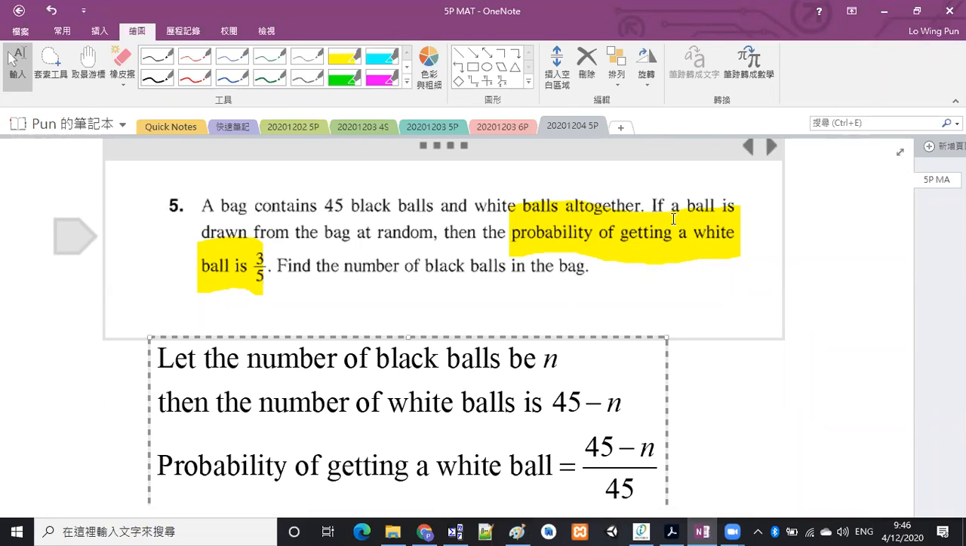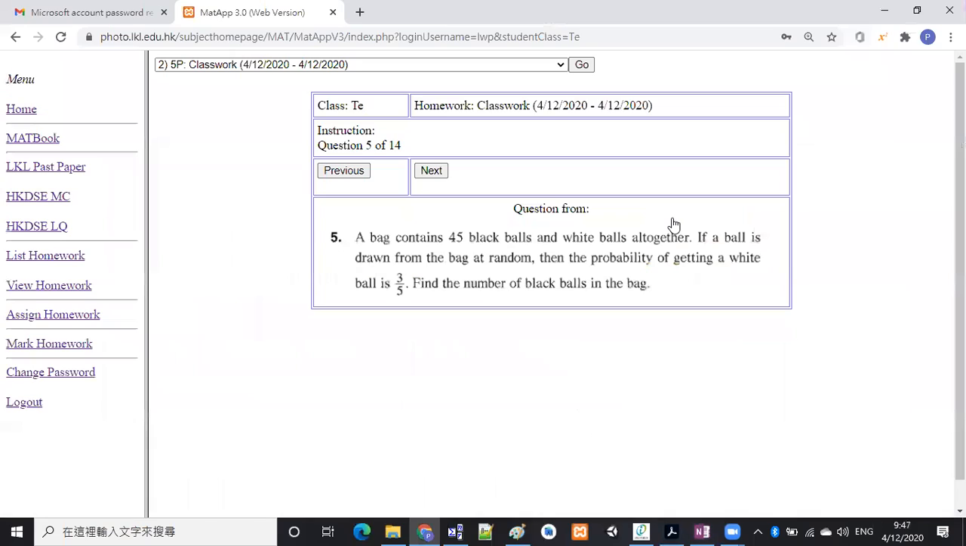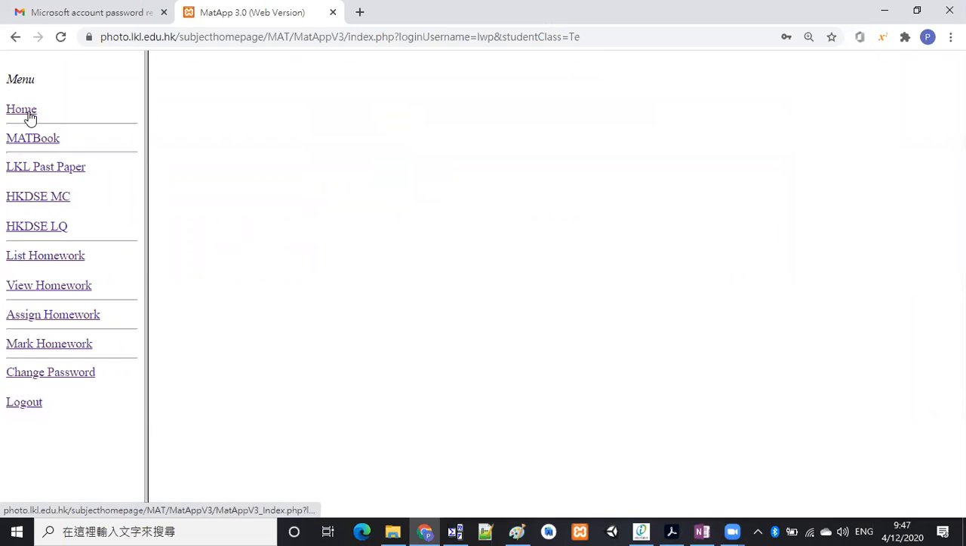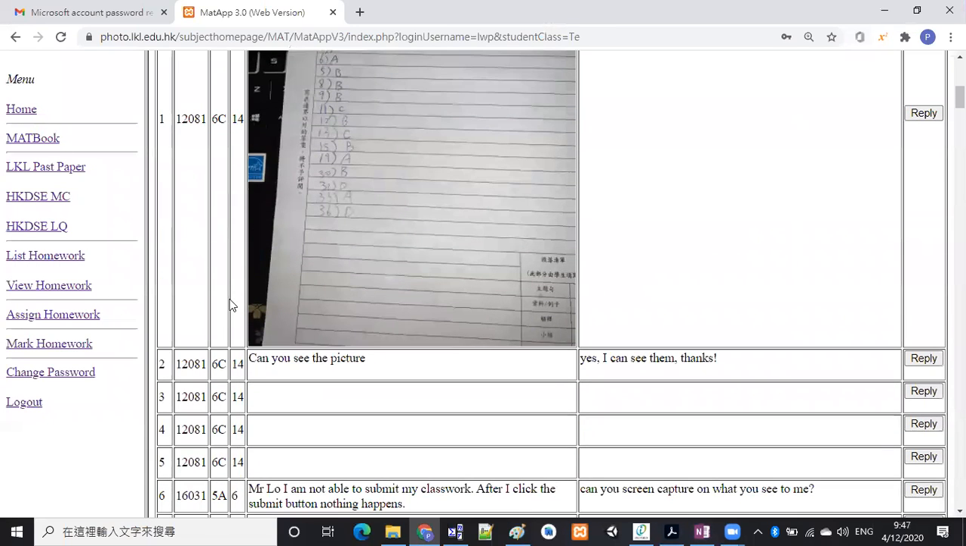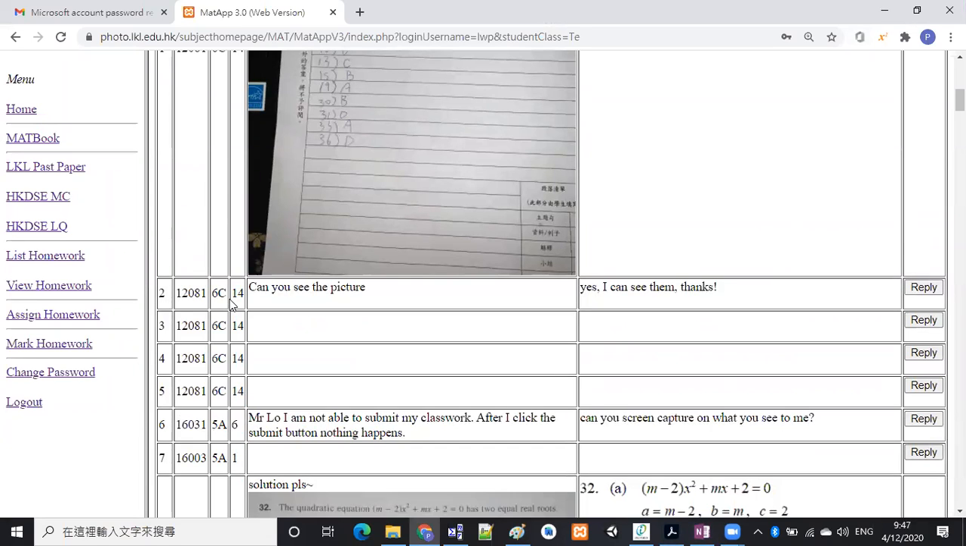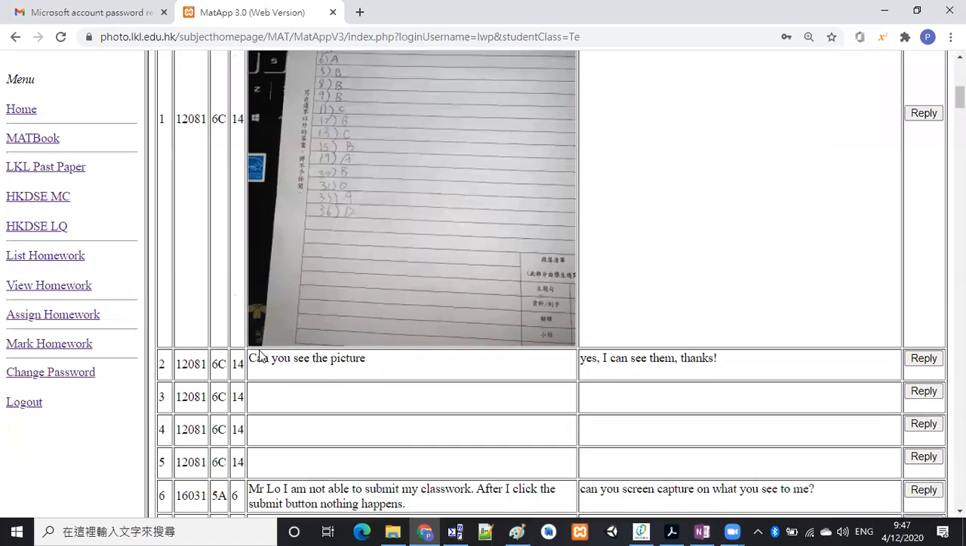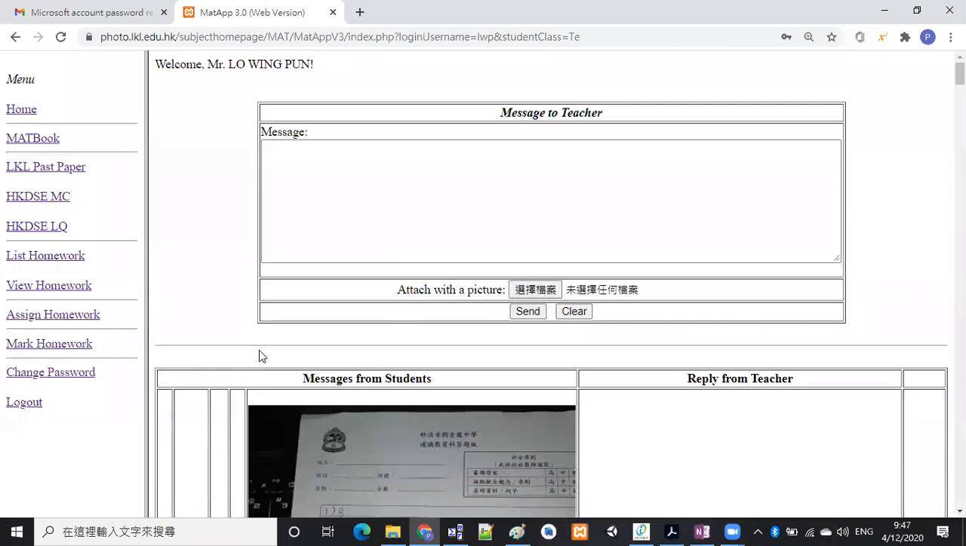Mr. Low, yes. I can't submit my homework on the website. Yes, I saw your message. Is that you? Yeah. So what's the problem? After I click the submit button, it doesn't have any reaction. Well, actually, sometimes you need to wait a bit because the file size will be quite large. Okay, so you may need to wait a bit. Yeah. Yesterday I tried it again and it still can't.